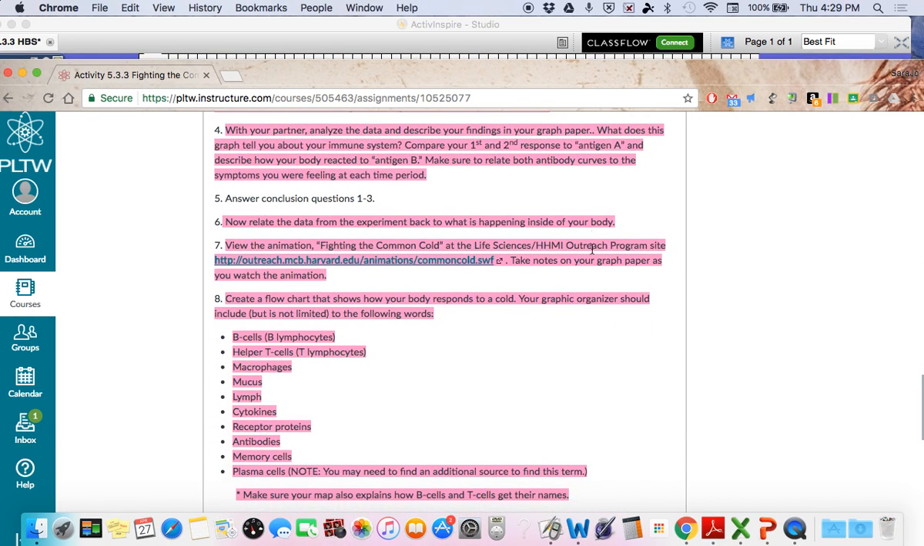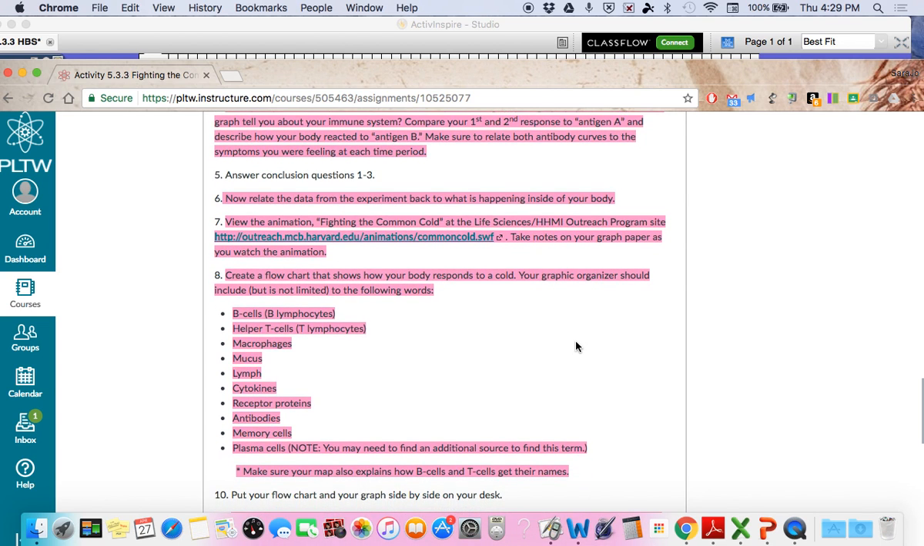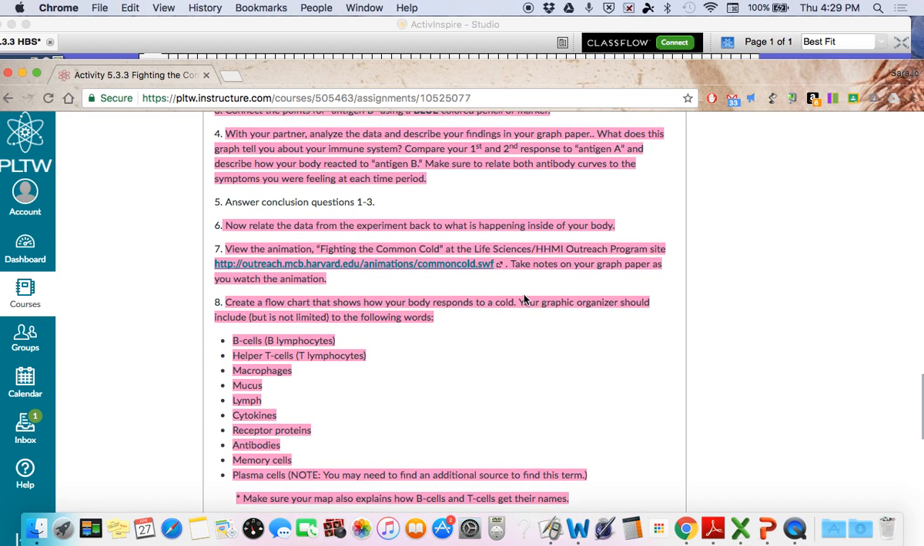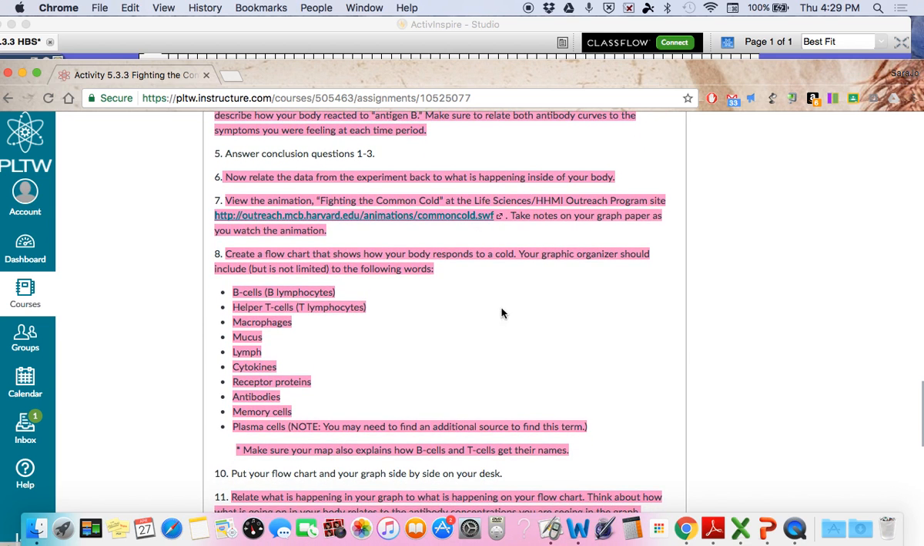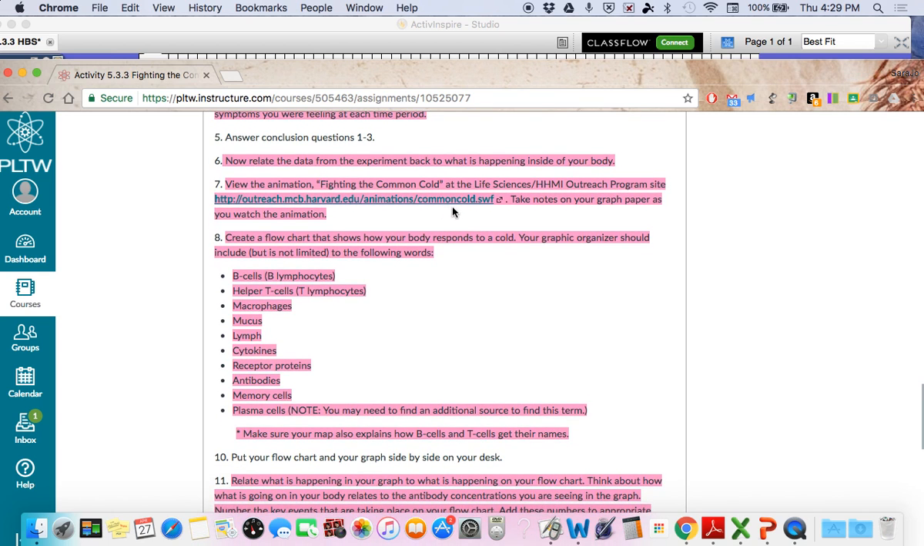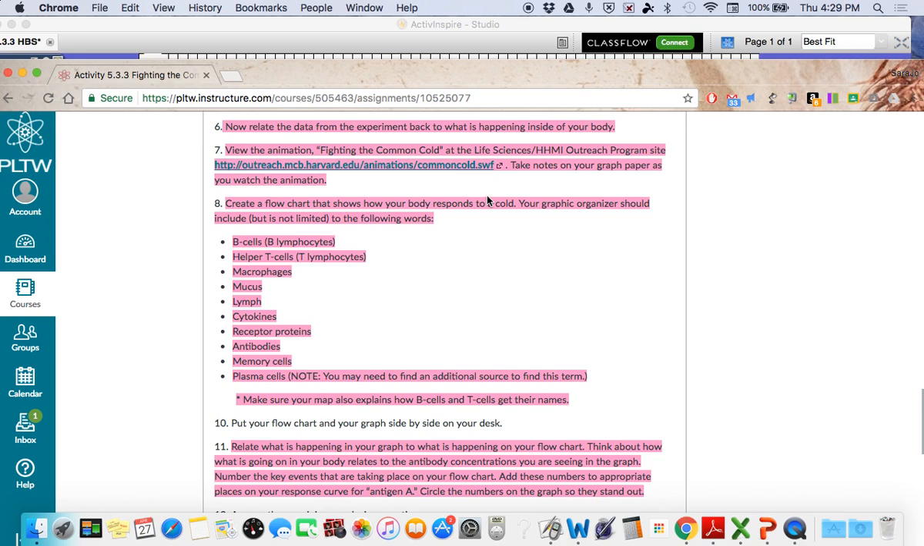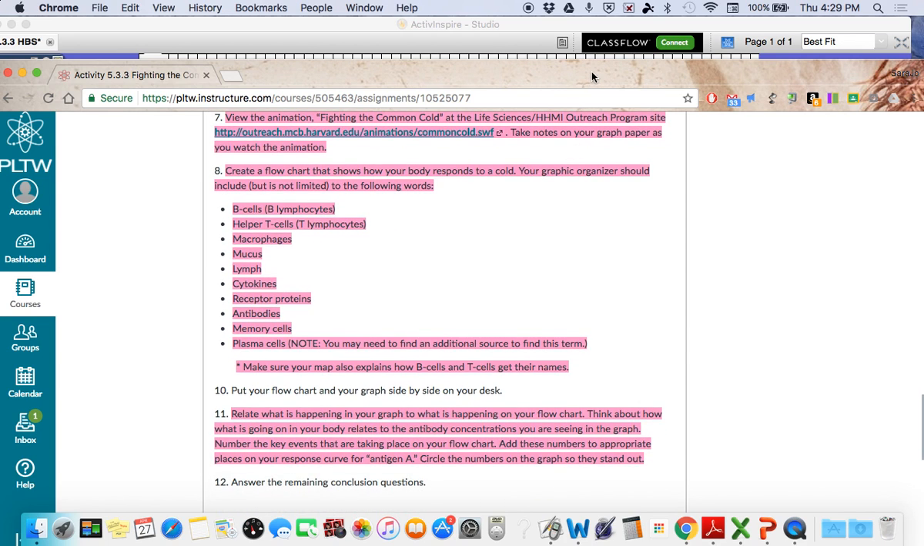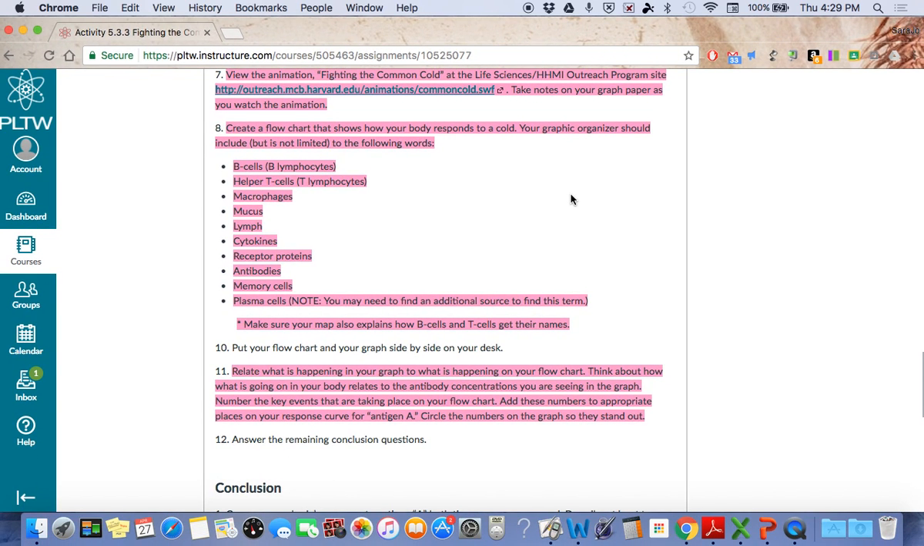Then you're going to answer some questions, filling out the back page of the worksheet that you're getting. You're going to take some notes on the common cold. And I'm going to change this because it doesn't work, so I'm going to change this to a different animation. And you might not have to take notes. We'll see. Don't be surprised if you do or you don't. But the main part is you're making this flow chart. Make sure you include all of these words: B cells, T cells, macrophages, mucus, lymph nodes, cytokines, all that good stuff.